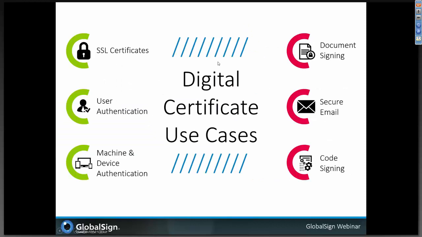Some of the use cases: most people are very familiar with using SSL certificates to secure web properties, whether it's web services or websites for e-commerce, using them in supply chain applications where you're doing machine-to-machine authentication and moving data across the web for all kinds of applications. That's obviously one of the most common, well-known applications of digital certificates.